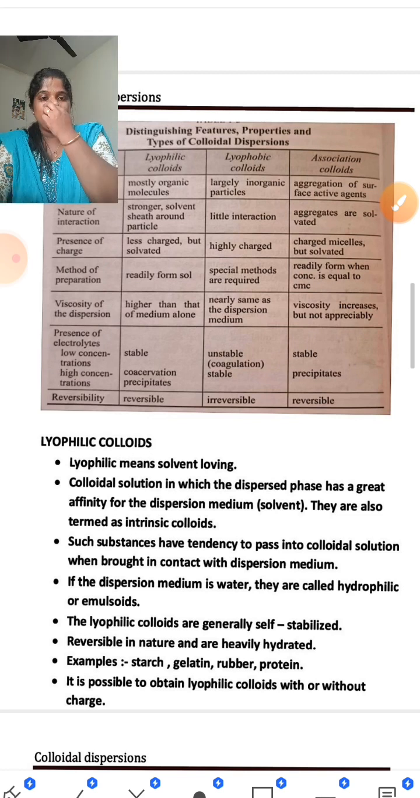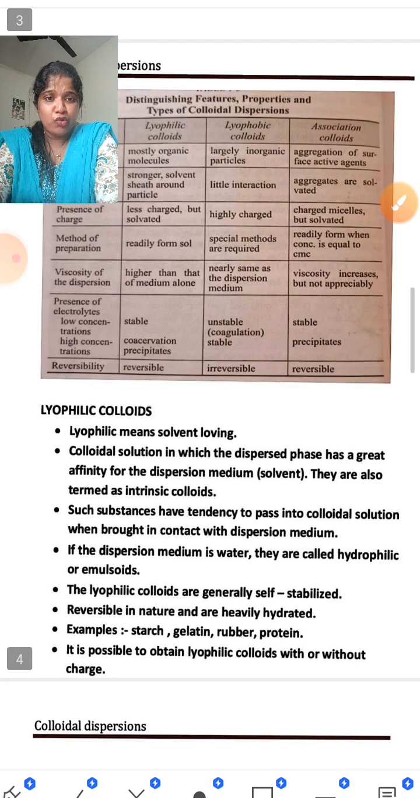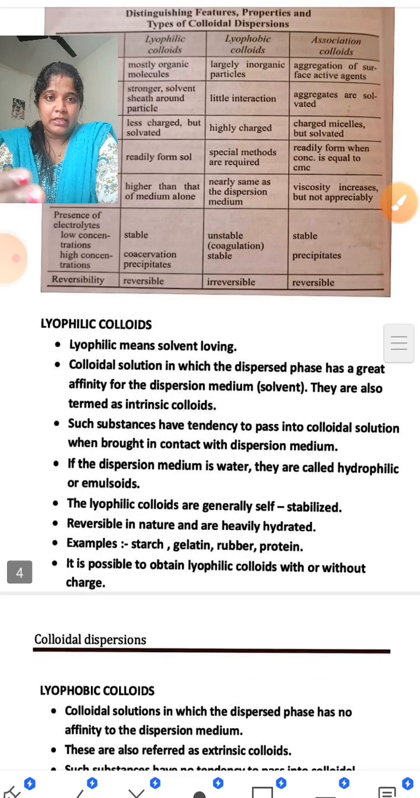The next is the viscosity of the dispersion. It will be higher than that of the medium alone in lyophilic colloids, nearly the same as the dispersion medium in lyophobic colloids, and in association colloids viscosity increases but not appreciably. The last is the presence of electrolytes, at low and high concentrations. Lyophilic colloids are stable, lyophobic are unstable, and association colloids are stable, and lyophilic shows reversal of the precipitates.